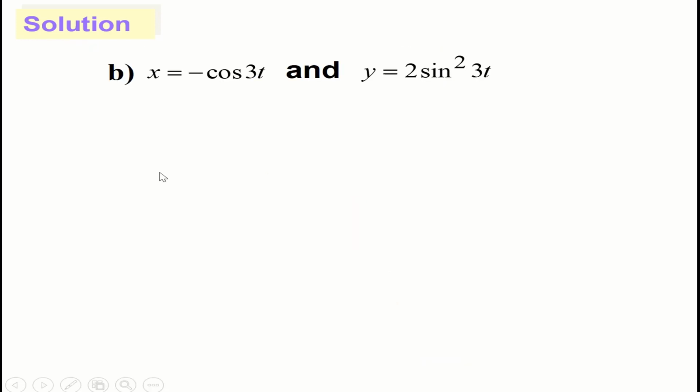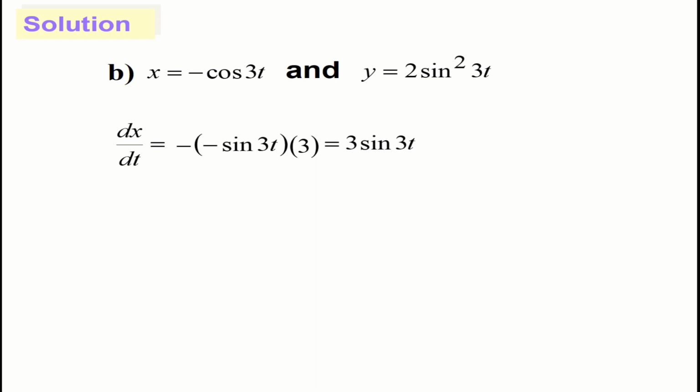For question B, we have x equals negative cos 3t and y equals 2 sine squared 3t. First we need to find dx over dt and dy over dt. So we differentiate x equals negative cos 3t, we get dx over dt equals negative, then we differentiate cos 3t, we get negative sine 3t. Then we differentiate the angle 3t, and we get 3. Finally, we get dx over dt equals 3 sine 3t.